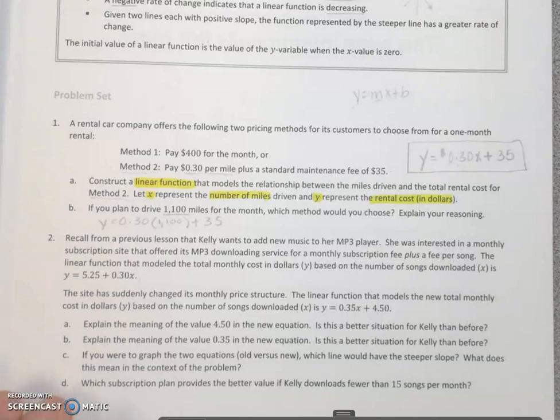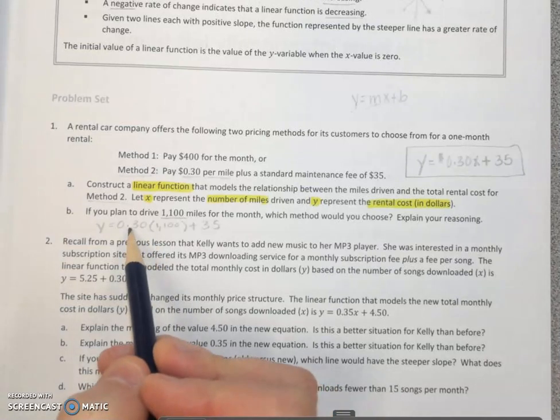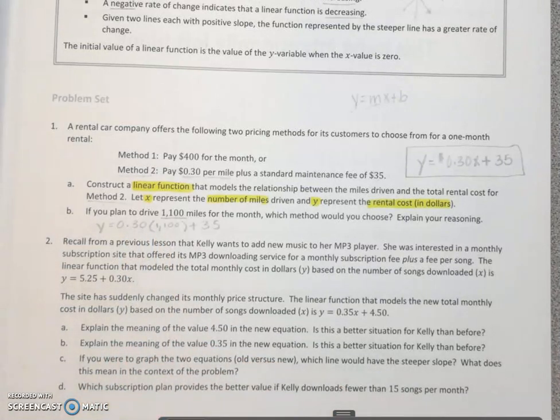Okay, I am going to give you just a second to solve that. You're going to first multiply 30 cents times 1,100. Try to do it on your own. If you can't do it on your own, grab a calculator. Okay, I'm going to give you just a second to do that.